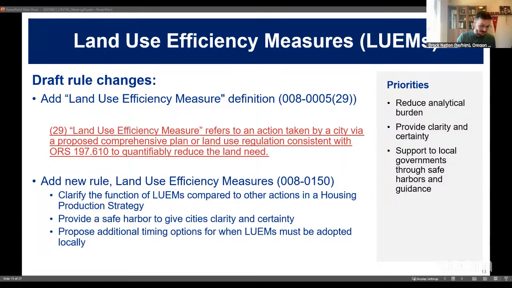That's not to speak to the fact that when we define actions in Rule 5, as Damien just brought up, it says may include land use efficiency measures, while everywhere else in the rules it's a must.